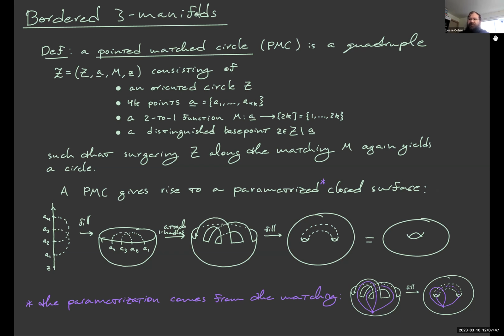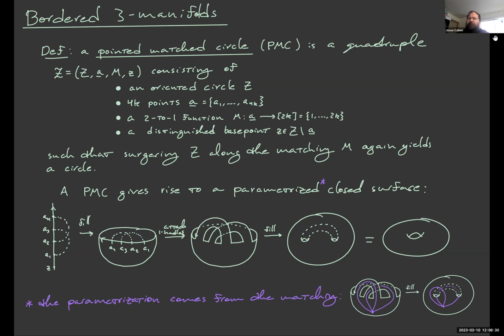Everything we do here is sort of a combinatorialized version of the topology. So we start with parametrizing the boundary using some combinatorial data. And this is a quadruple. It consists of an oriented circle Z, 4K points in the circle A1 through A4K, a 2-to-1 function from this set of points to the set containing 2K elements. This is a matching, so we're pairing up the points in our circle, and some distinguished base point away from these 4K points. And this is subject to the requirement that if we surger the circle along the matching, we get a circle again.